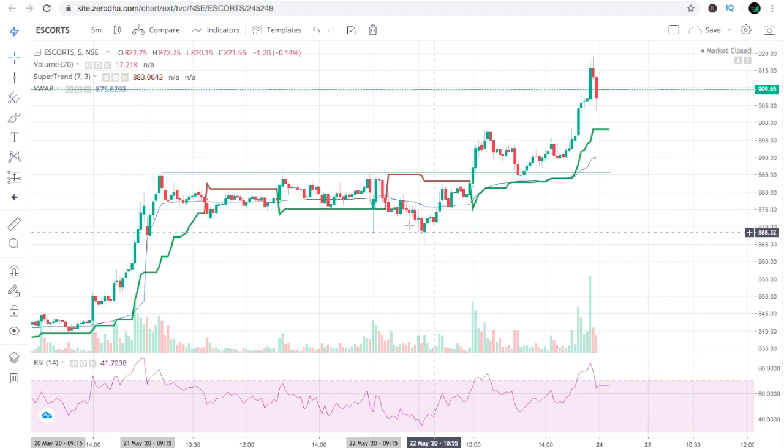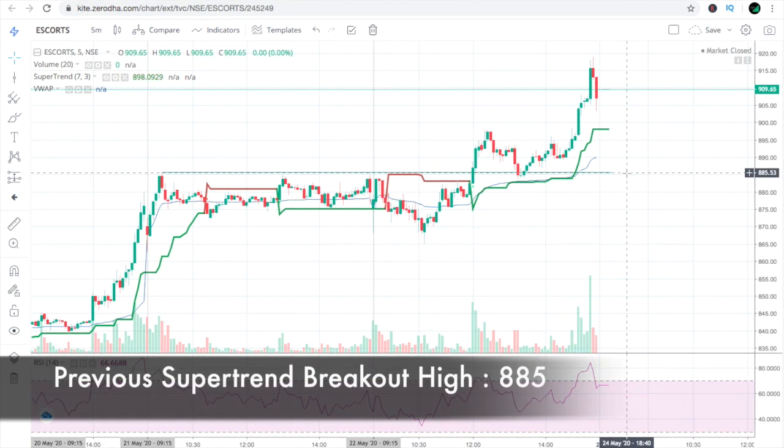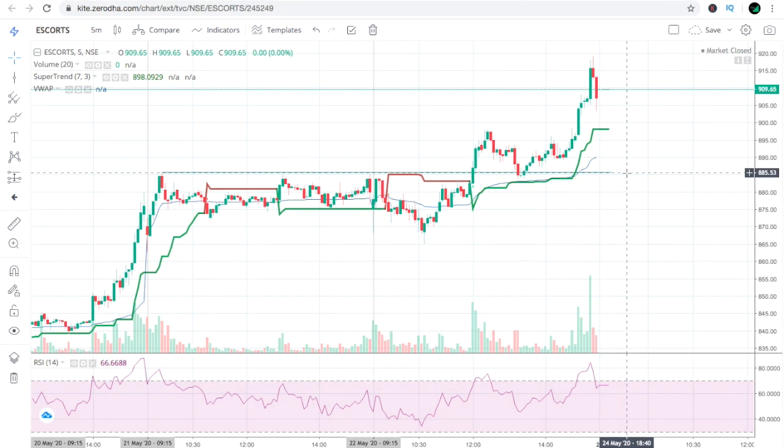So as we can see, this is the fresh breakout. The previous breakout was on the negative side, so we ignored it as it was against our guidelines. And we can see that the previous breakout high on this strategy was at around 885 levels on Escorts. So that is what we'll have to mark.